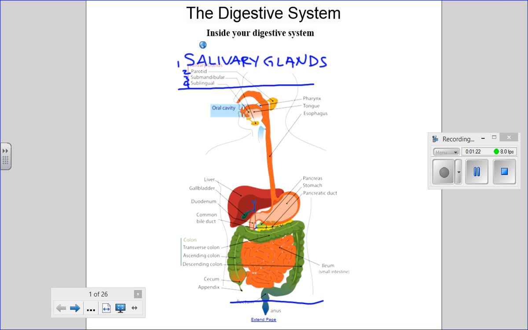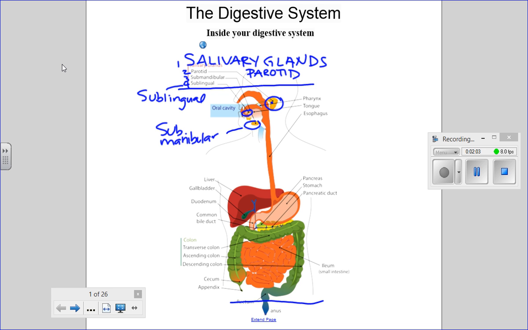On your picture, the salivary glands are all of these yellow colored structures. And your salivary glands, like their name suggests, produce saliva. In case you were interested, they do have names. This one back here is called the parotid. Then there's two more over here. One of them is underneath your tongue, sublingual, and one of them is kind of underneath your jaw, and it's called submandibular.